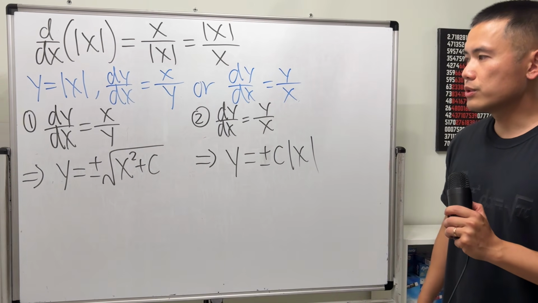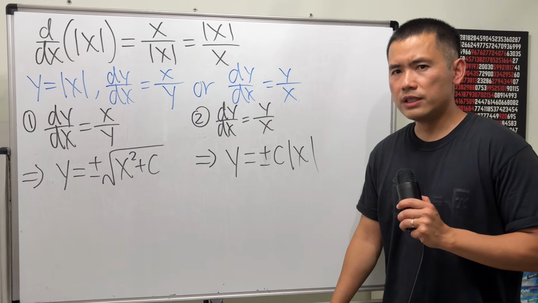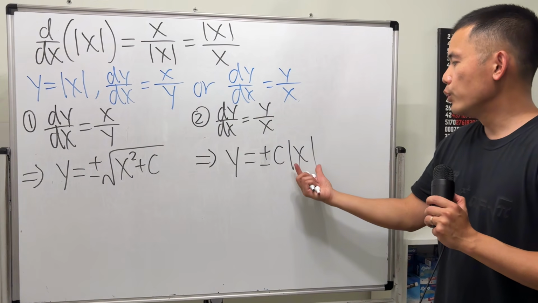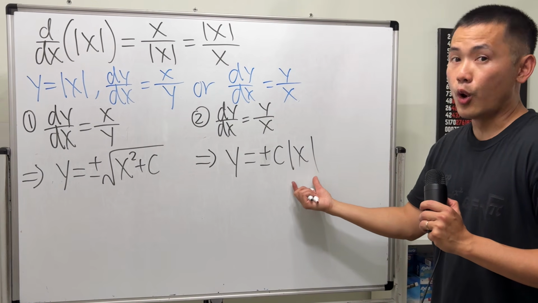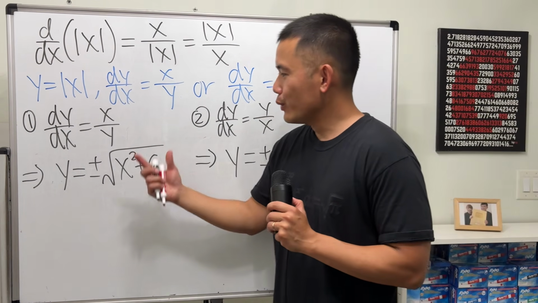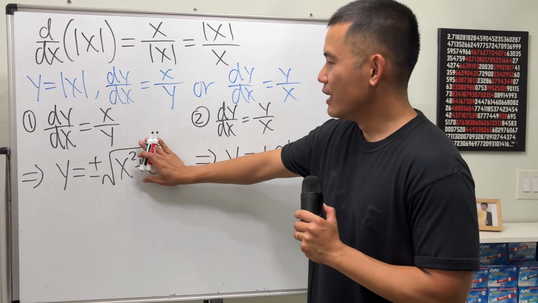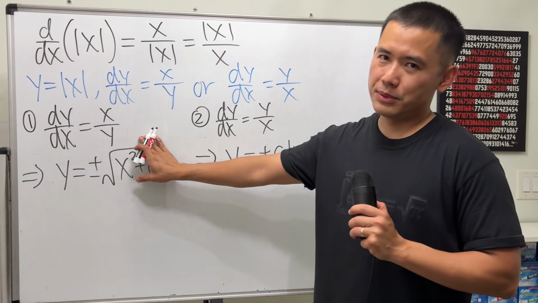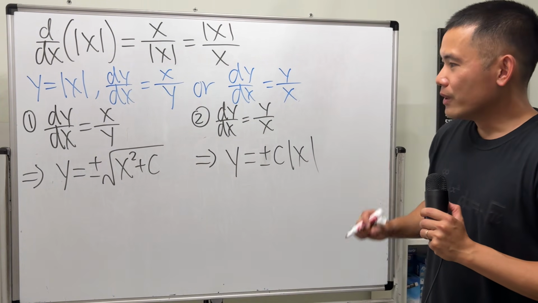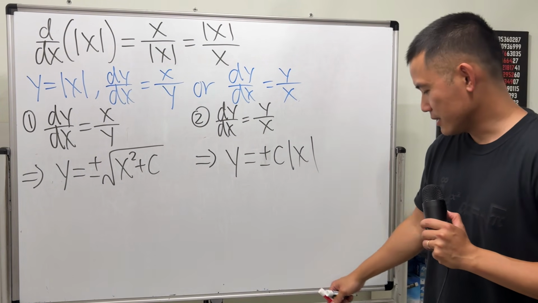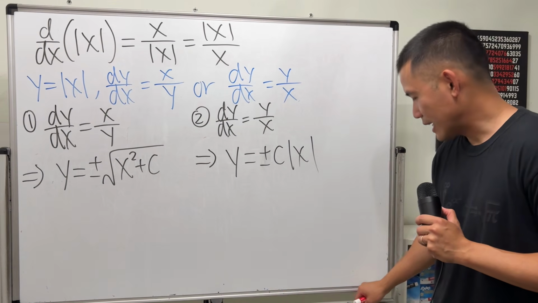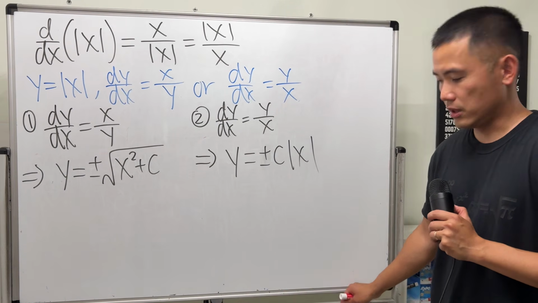So these are the two general solutions for these two differential equations. And you can see for the second one, we have the absolute value of x right here already. But for this one, you can also end up with absolute value of x. Remember, square root of x squared gives you absolute value of x. Right now, you have to be careful with the plus or minus. To do so, we'll just have to make sure we provide a good initial condition.